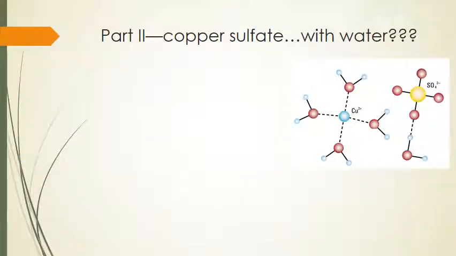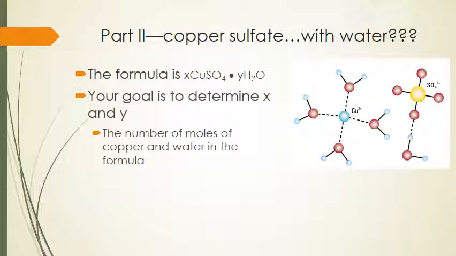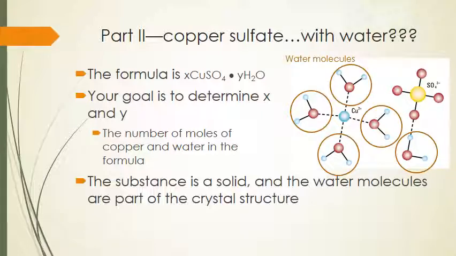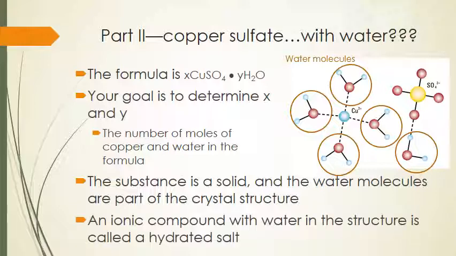On to part 2. So that hydrated copper sulfate, what are they talking about? The formula has some copper(II) sulfate with water. The goal of part 2 is to determine the ratio of moles of copper sulfate to moles of water. The substance is a solid. Even though it's hydrated copper sulfate, there are water molecules that are part of the crystal structure. An ionic compound with water in the structure is called a hydrated salt.